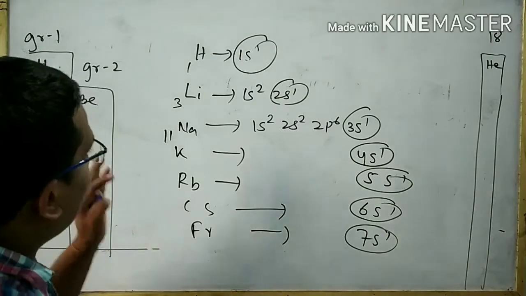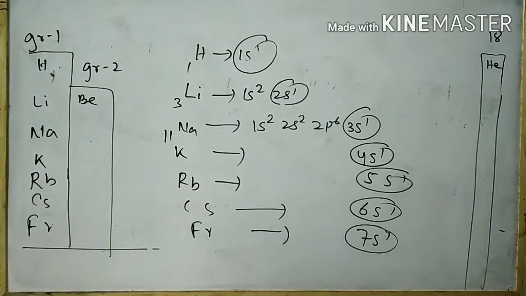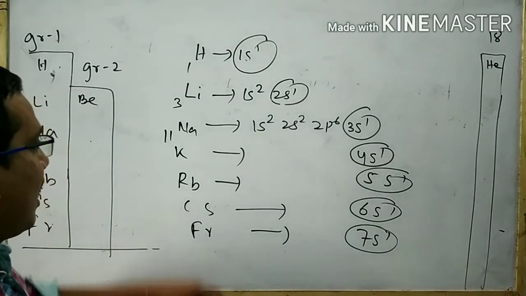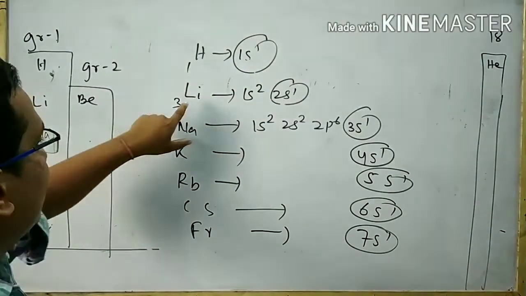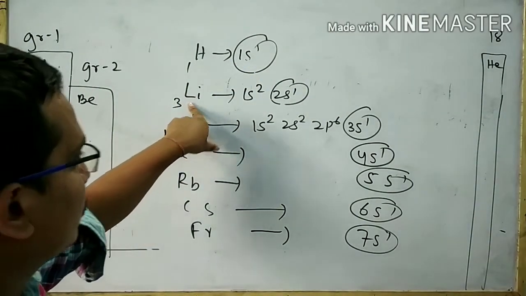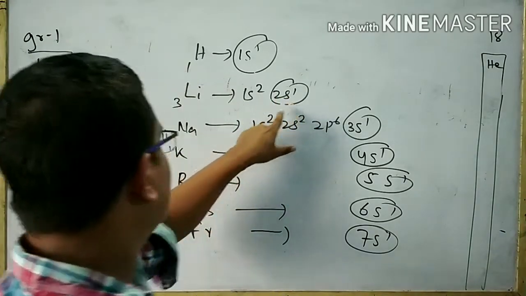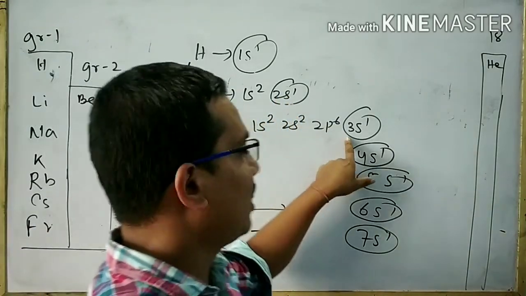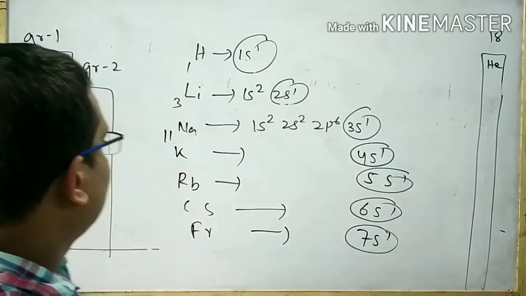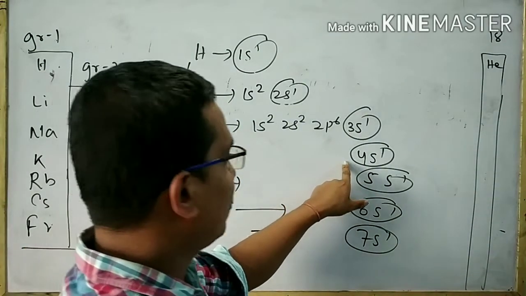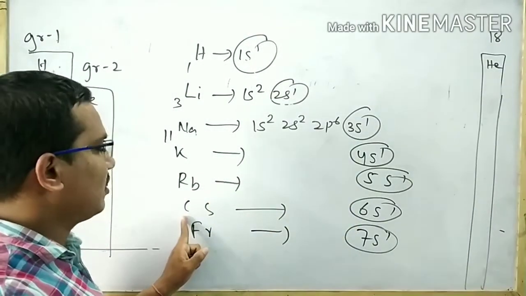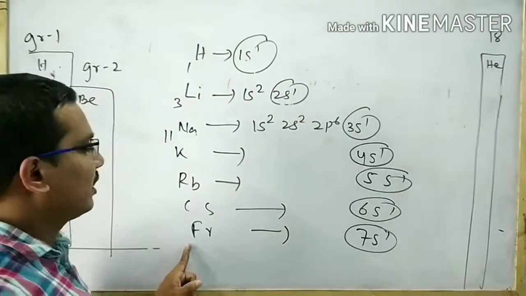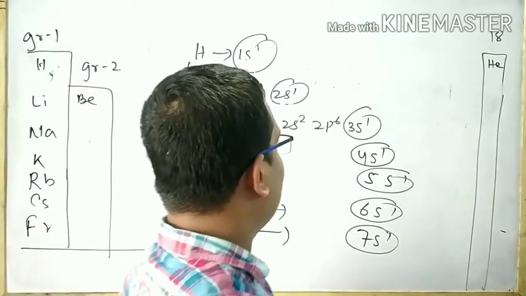If you analyze the electronic configuration, then it is clear that the last electron of hydrogen goes to the 1s orbital. In case of lithium, the last electron goes to the 2s orbital. In case of sodium, the last electron goes to the 3s orbital. In case of potassium, the last electron goes to 4s1. In case of rubidium, 5s1. In case of cesium, 6s1. In case of francium, 7s1.